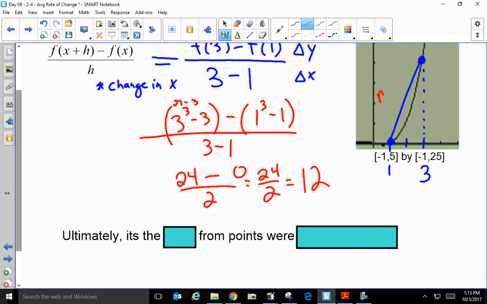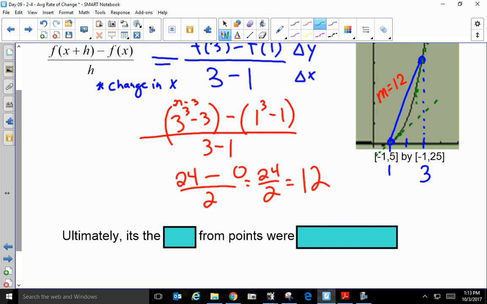The slope of this line is 12. And that's the average of all the slopes for each point in between. Meaning, if I put a point here, that's not quite as steep. I put a slope here. You see what I'm saying? If I averaged all those values for all those different slopes, it would be 12. It's the average from 1 to 3.